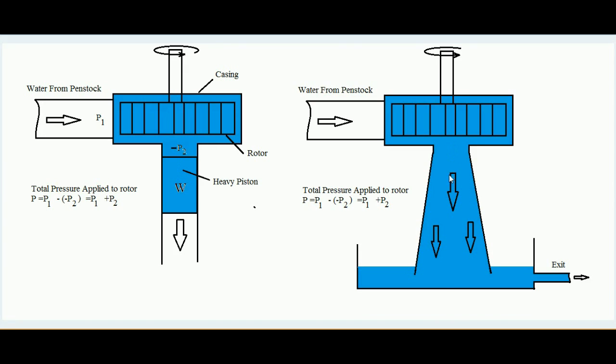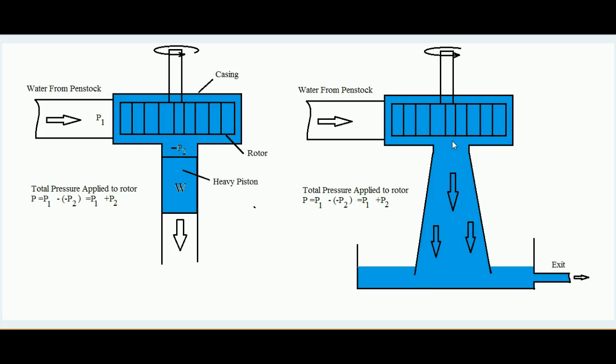So the need of draft tube is that it will decrease the velocity as compared to that at the exit of this runner, and in turn will increase the pressure, and that happens spontaneously by Bernoulli's principle. So more pressure at the bottom and less pressure at the top will be developed then.